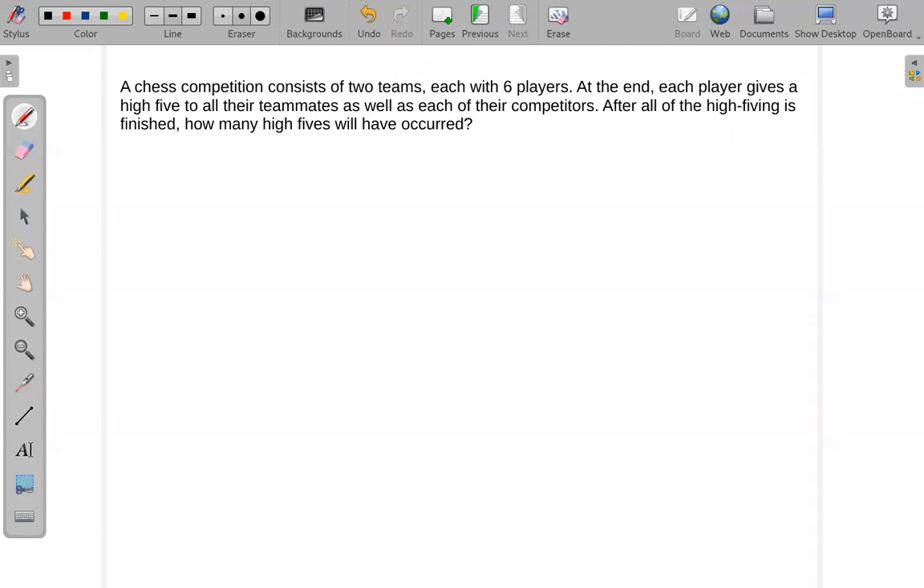Now, how many people are there? Well, there's 2 teams, 6 on each team. So we have a total of n equals 12 players. And they're going to high five their teammates as well as the competitors. And if you think about that, let's say I'm one of those players. I have 5 people on my team I need to high five, and the other 6. So that would be 11 people I need to high five. So from my point of view, I have 12 times 11 to make.